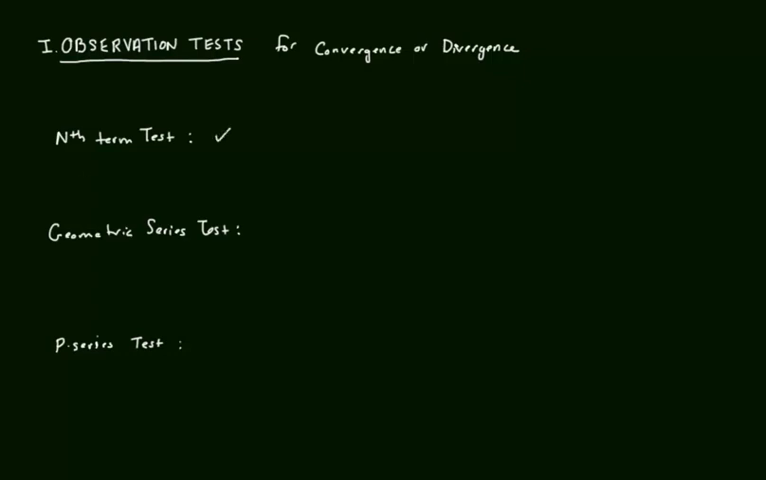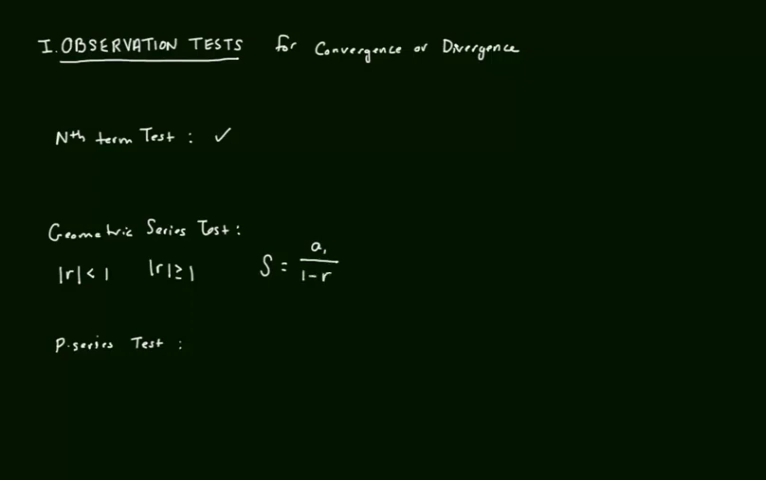The geometric series test deals with infinite geometric series. And from a previous course, you should know whether these converge or diverge. In short, it will converge if the common ratio is less than 1, and it will diverge if the common ratio is greater than or equal to 1. And if it converges, it converges to S, which is a1, the first term, over 1 minus the common ratio.